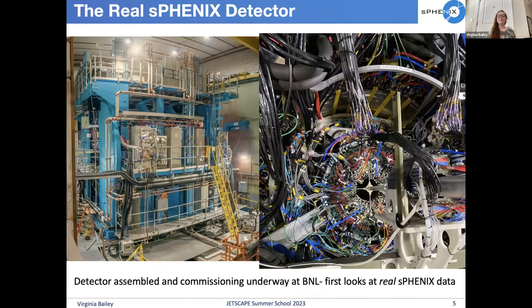So I showed you a diagram of sPHENIX, but this is the real sPHENIX detector. So this is two pictures, one the side view of sPHENIX. So you can see the carriage and some of the electronics racks on the side. And then here a picture of the bore of sPHENIX. So you can see the tracking detectors, which just look like a bunch of cables coming out of the tracking detectors really. And then here you have the electromagnetic calorimeter and outside of that, the hadronic calorimeters and the magnet. And so the detector is now fully assembled and commissioning is underway at Brookhaven. And so in the next slides, I'm going to show some more details on the various subsystems as well as first looks at real sPHENIX data.